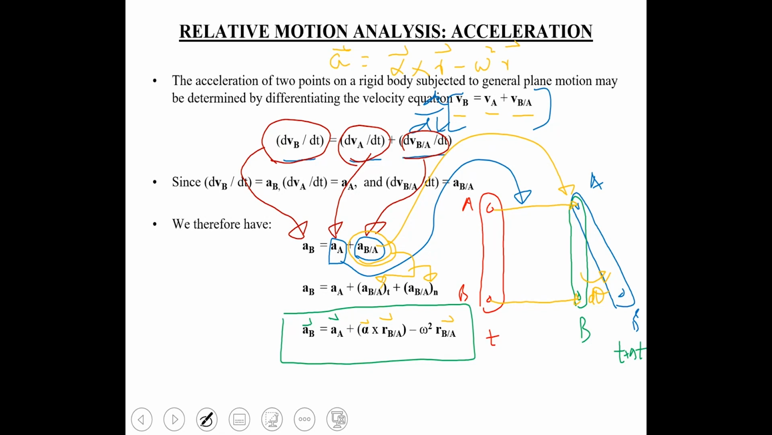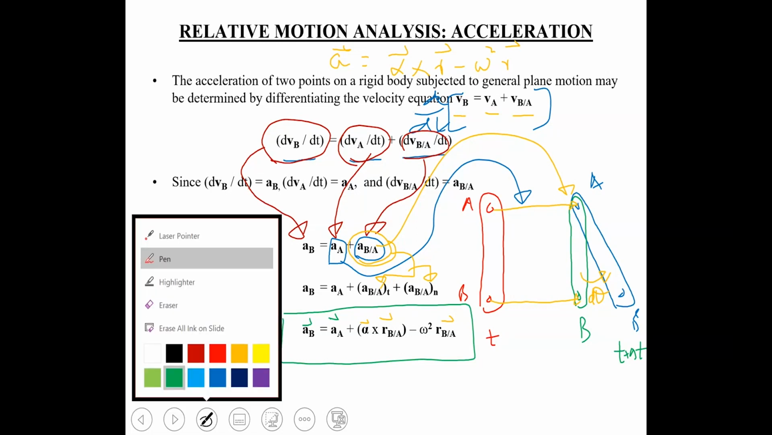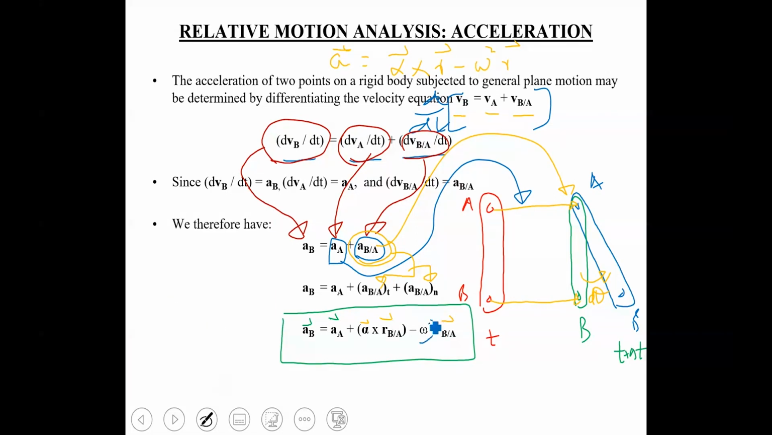So this equation is going to be applied on any rigid body which is undergoing general plane motion in order to relate A and alpha with each other. Is this point clear to all of you? Yes, sir. Okay, now if we take a closer look at this relative acceleration equation, it involves this omega as well. What is omega?